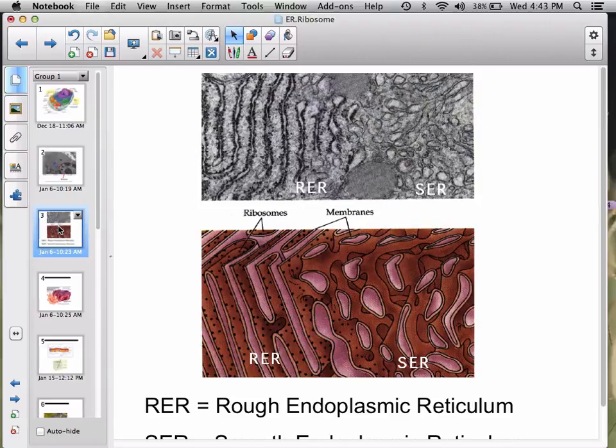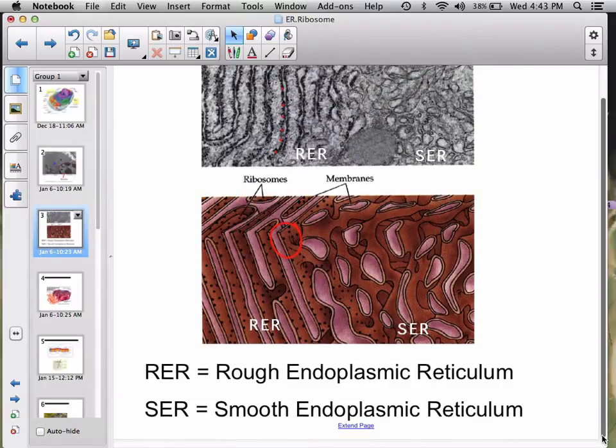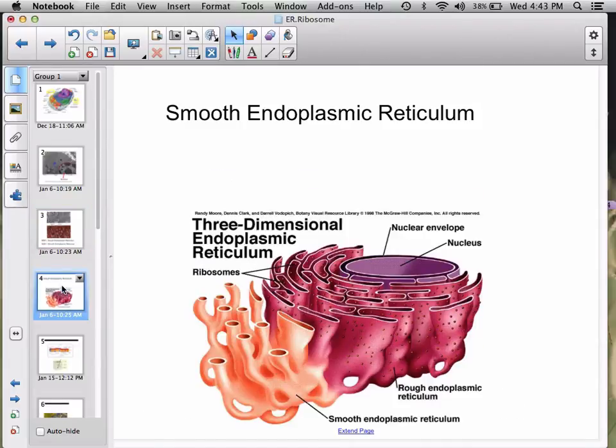If we break it down into separate ones, you can see the structure that really makes them stand apart from each other. The rough look rough. They have all these little dots on them. You can see this in the diagram here as well. And the smooth are smooth. And they are named as they are due to the presence or the absence of something called a ribosome. So we're going to start with the smooth endoplasmic reticulum.